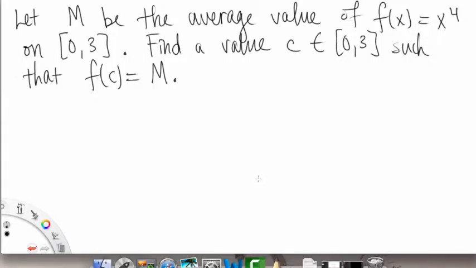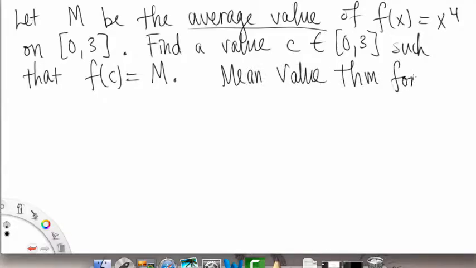For this problem, we're asked to let M be the average value of f(x) = x^4 on the interval [0, 3]. Find a value c within this interval 0 to 3 such that f(c) is equal to M, which is our average value. Here we're basically using the mean value theorem, in this case for integrals.